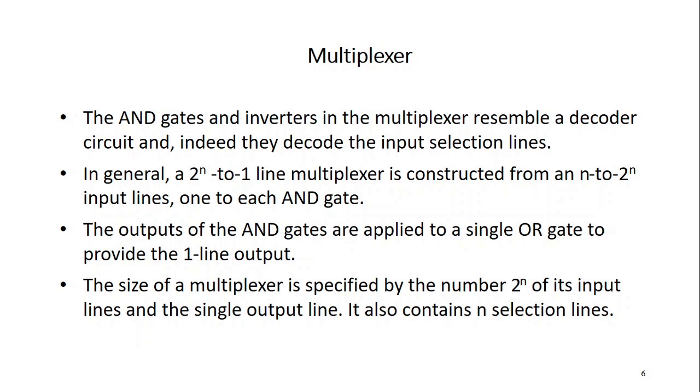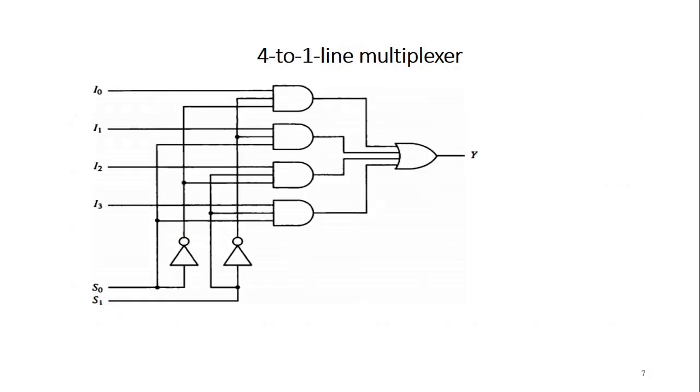The size of a multiplexer is specified by the number 2 raised to n of its input lines and a single output line. It also contains n selection lines. Here is the logic diagram of the 4 to 1 line multiplexer. It is implemented using 4 AND gates and an OR gate. Each of the 4 input lines I0 to I3 is applied to one input of an AND gate.